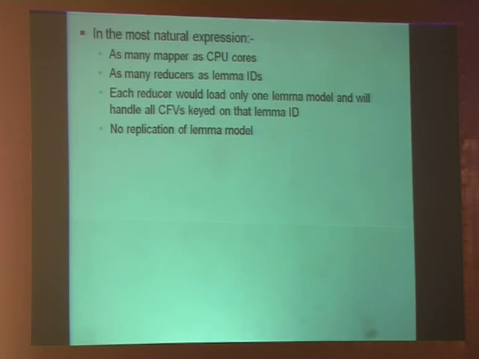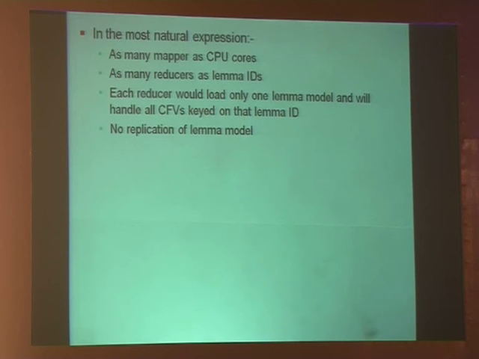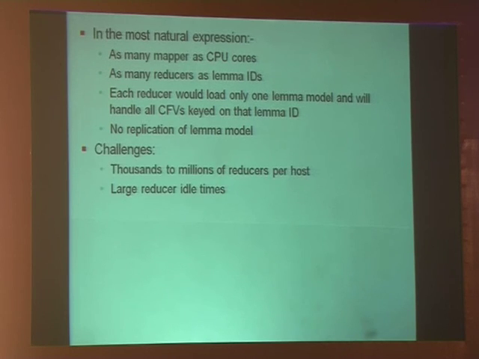In the most natural map-reduce expression, we would like to use as many mappers as CPU cores and as many reducers as lemma IDs. Each reducer will load only one lemma model and will disambiguate all the CFEs keyed on that lemma. So again, we are not replicating the lemma models over here. The challenge being the number of lemma IDs is roughly around 2 million, so it will lead to thousands to millions of reducers per host, and no known Hadoop implementation can handle such a scale.